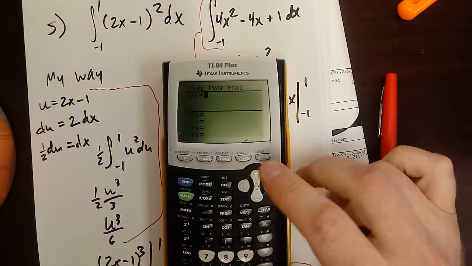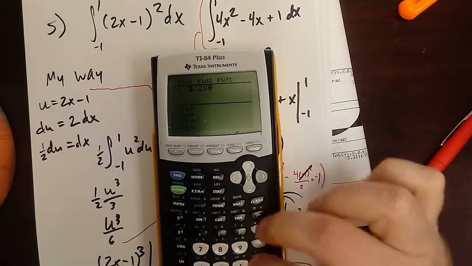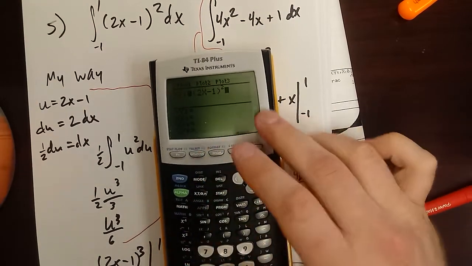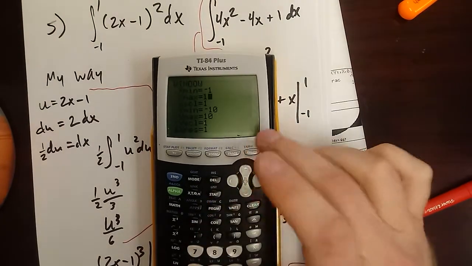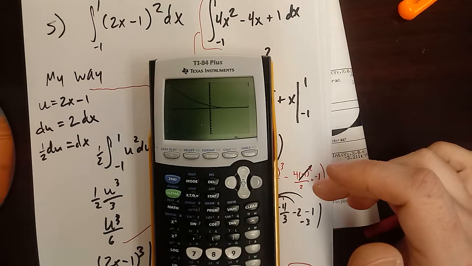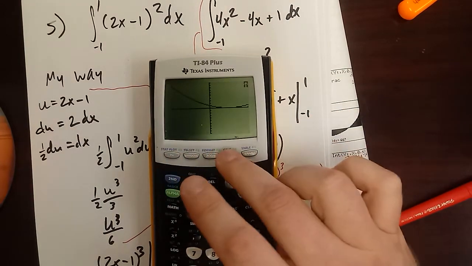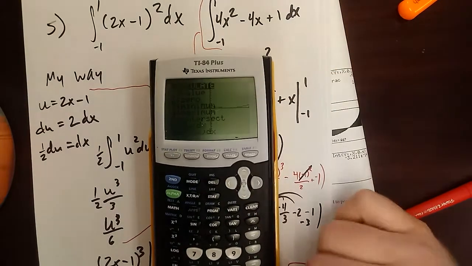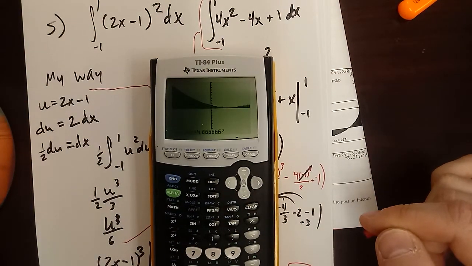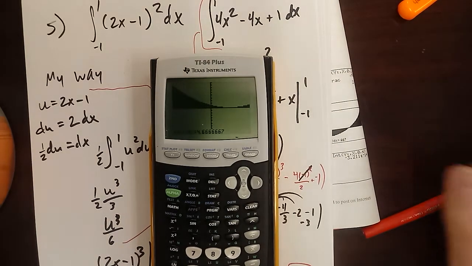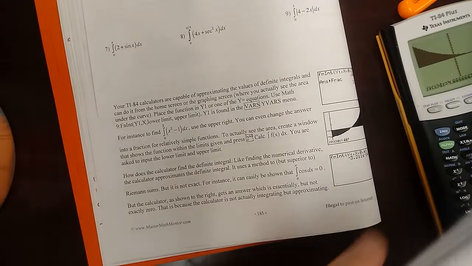So I do 2x minus 1 squared from negative 1 to 1. So then if I do second trace and go down to do the integral, negative 1 to 1. Yep, 4 and 2 thirds. So, cool. Let's keep going.